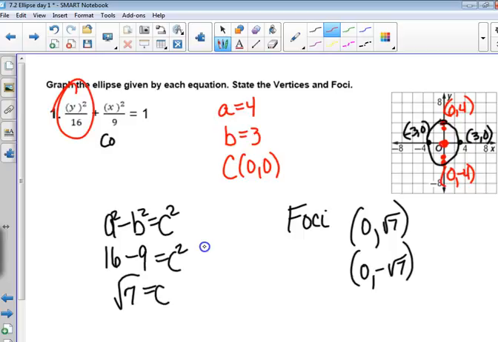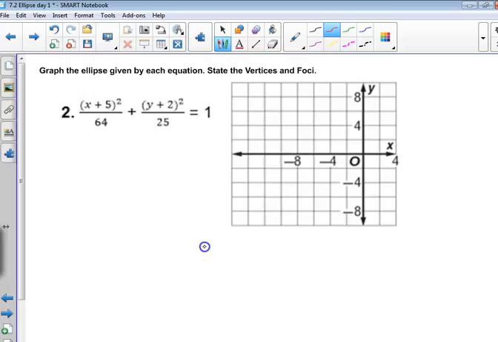All right, moving on. Can you try to start this one on your own? See what you can find. Can you find H, K, A, B, C, and use your recipes?